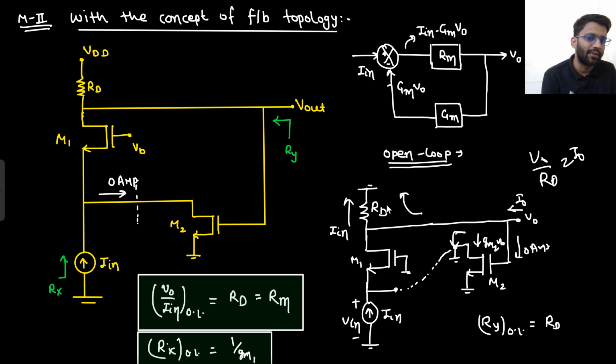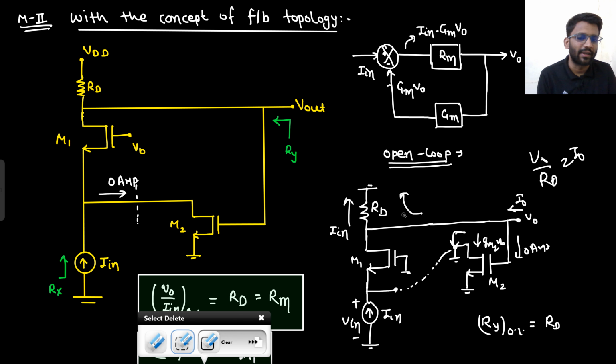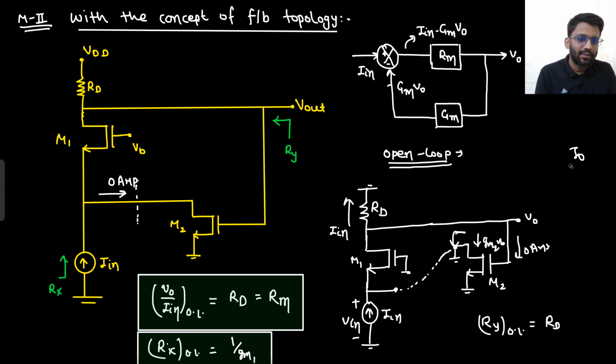There is no use of that current. I just need V0 by I0. So V0 by I0 would be RD. Are you getting this point? This is V0. V0 by RD equals I0, because this In is gone. If this In is gone, there is no use of this MOS. So simply V0 by RD equals I0. So V0 by I0 equals R0, which is RD actually. Very simple thing, right? Let's remove this, and this one as well. This was In. So R_Y open loop is RD only.